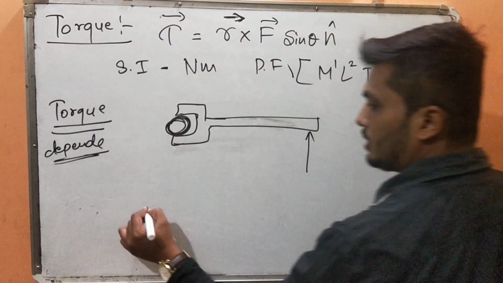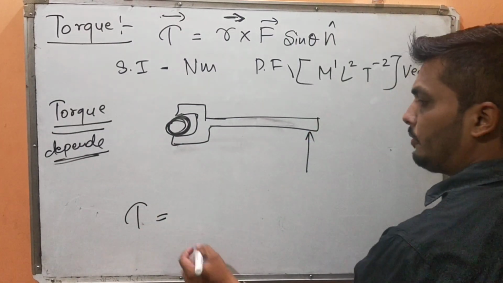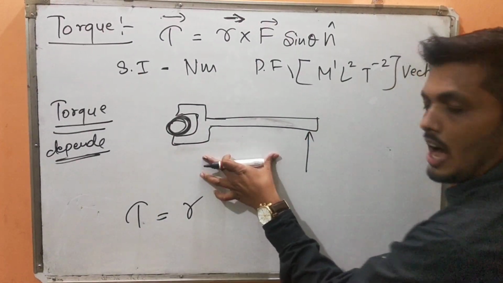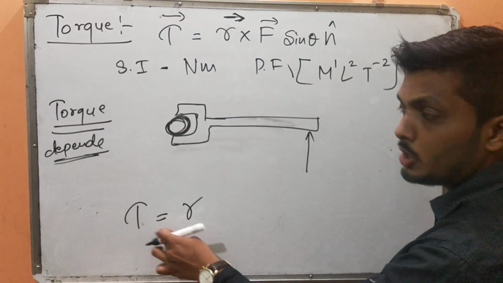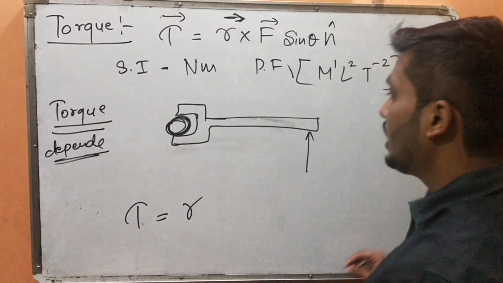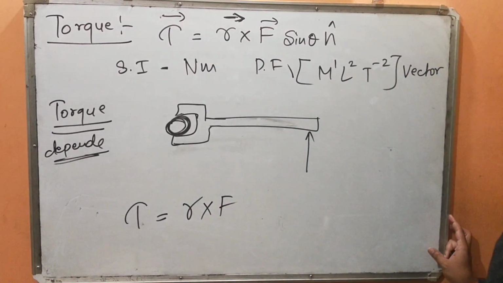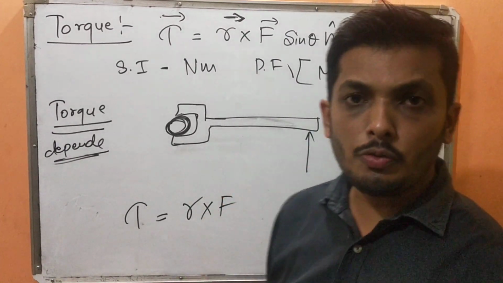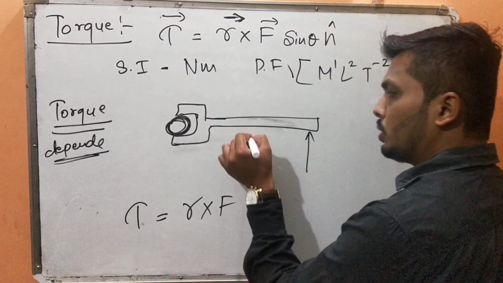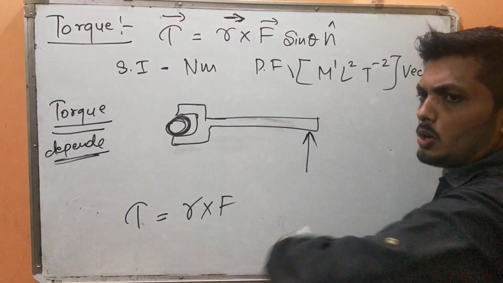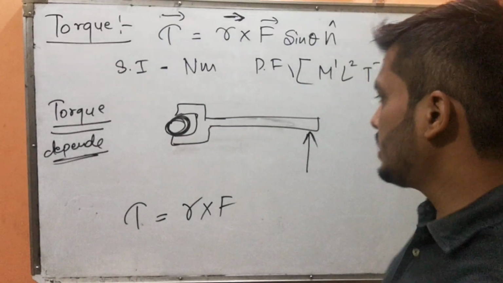So this F, this torque, the turning effect depends upon the distance R. The more the distance, the more will be the torque and the more will be the turning effect. And it depends upon the magnitude of the force. Definitely, you need to apply more force. More force, yes or no? If you apply more force, more torque you will experience. Got it? Are you understanding?